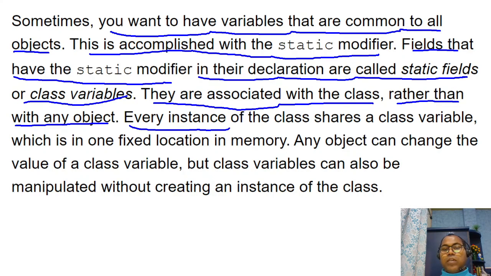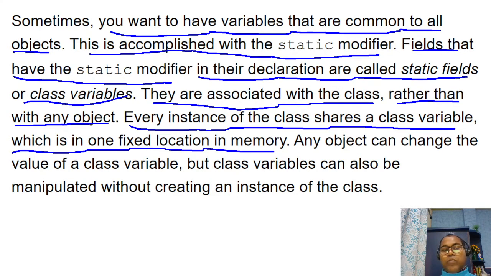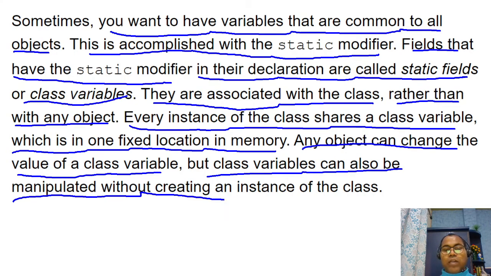So every instance of the class shares the same class variable, which is one fixed location in memory. For each static variable, one fixed location is allocated in memory, and all the objects of that class share the same memory location. Any object can change the value of the class variable. So this class variable is accessed by all the objects or the class, so anyone can change it. But the class variable can also be manipulated without creating an instance of the class. So this is the major part.